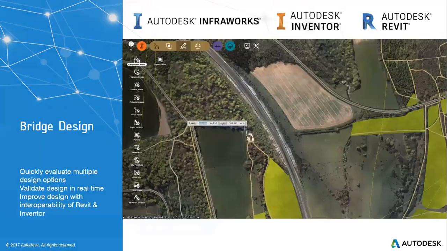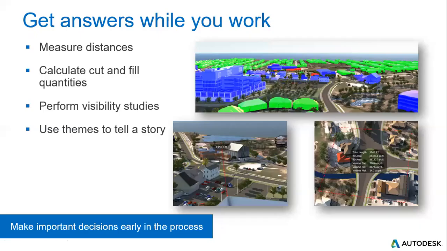So you should be able to measure your distances in case you want to know a particular distance or a particular height of a given location or area. As we have seen, you're able to calculate your cut and fill quantities. You are able to carry out your visibility status, and you should be able to actually create your thematic maps.